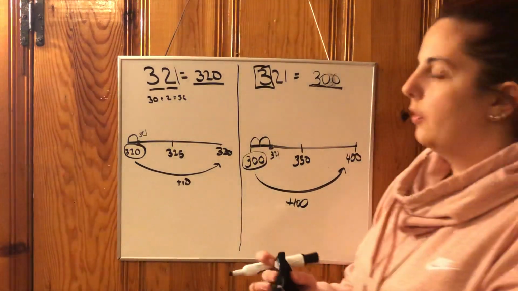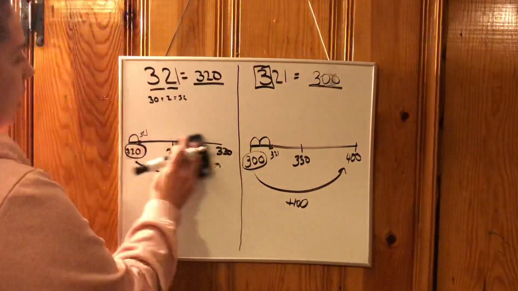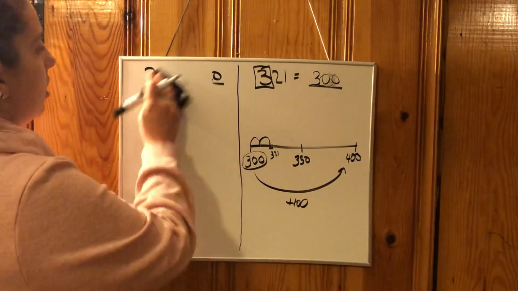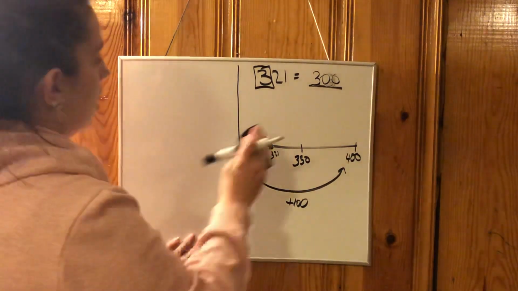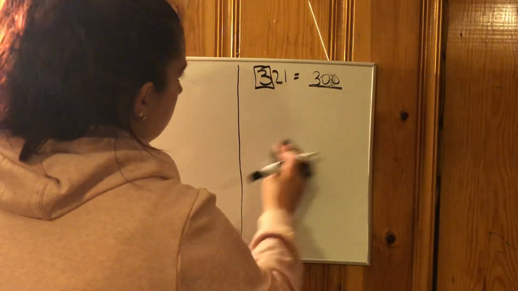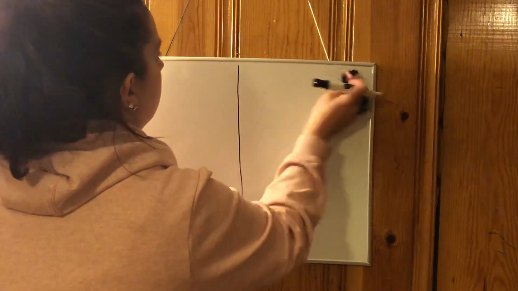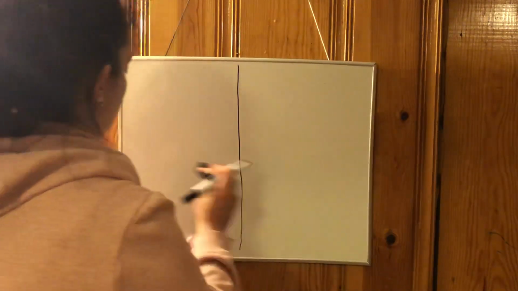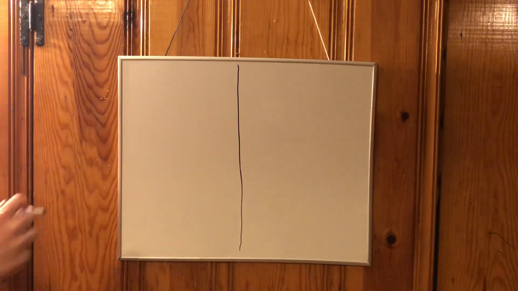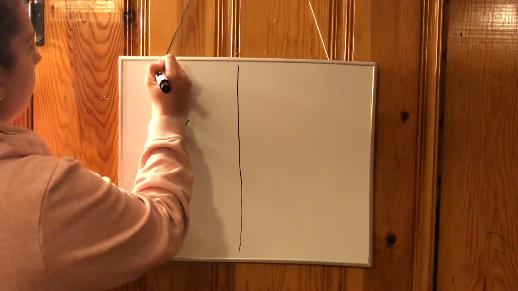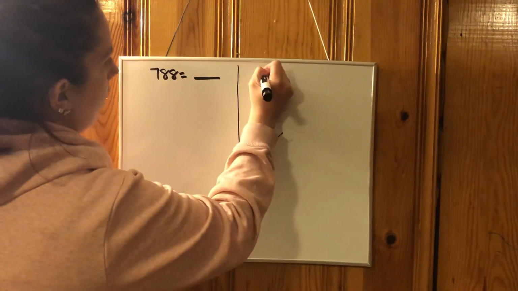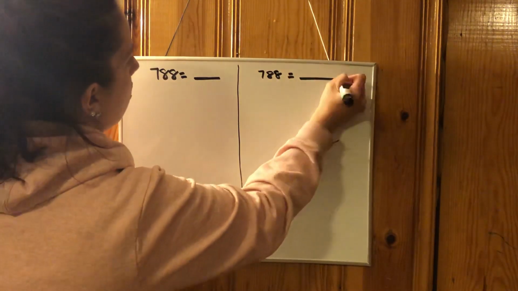All right, let's try one more before you're off to do your own. Same thing, we're going to keep the same number and we're going to round that same number to the nearest 10 and the nearest 100. All right, this time let's do 788 to the nearest 10 and 788 to the nearest 100.